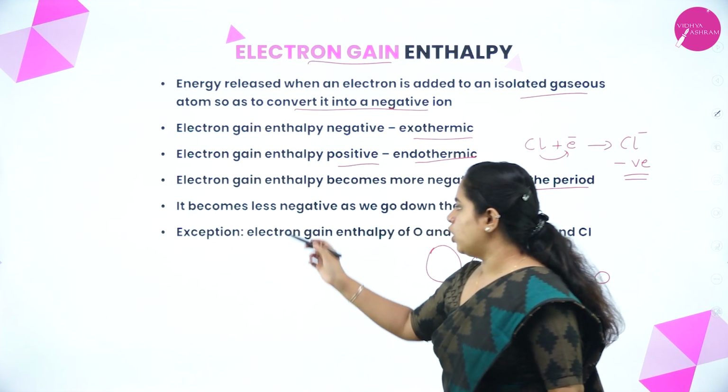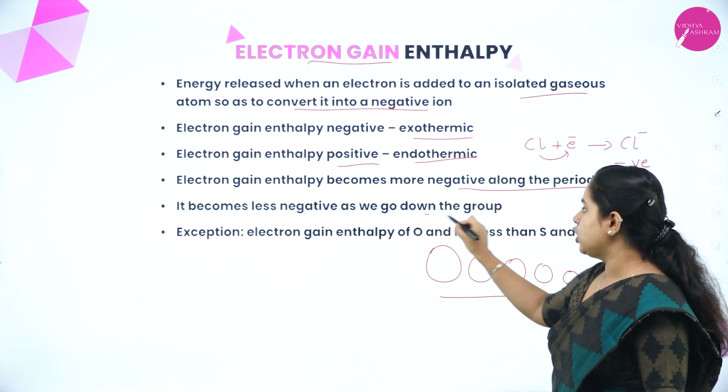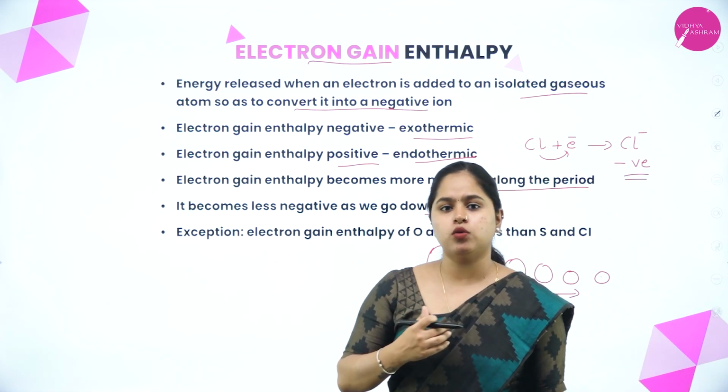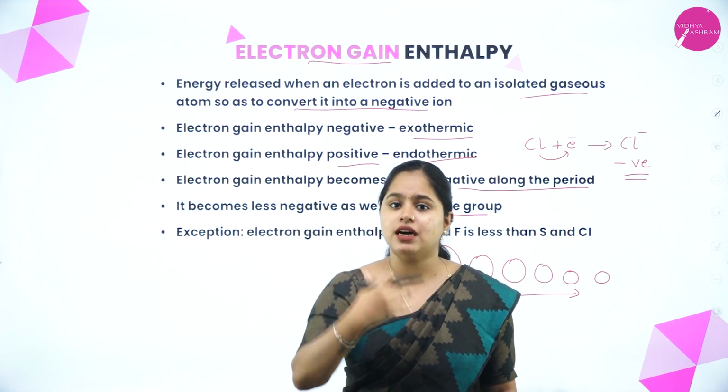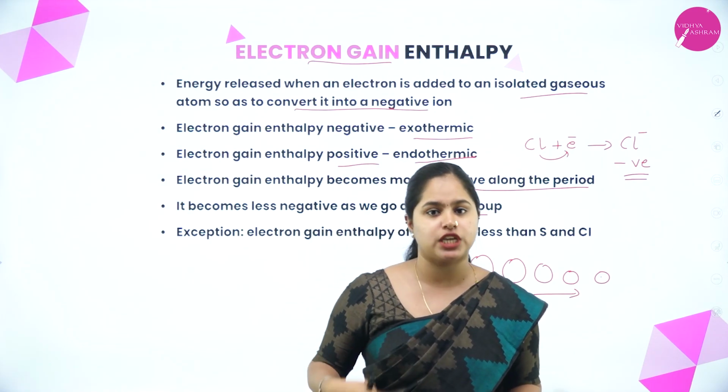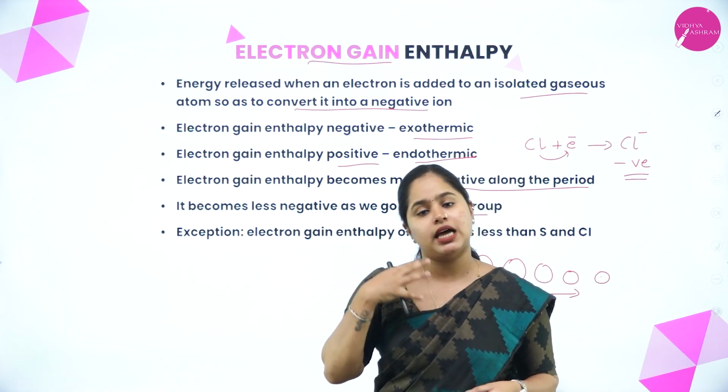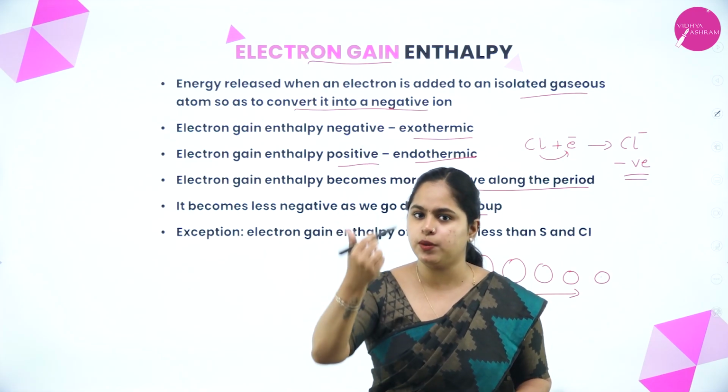Yes. Now moving on to the statement that it becomes less negative as we go down the group. As we go down the group, what is happening? We know that the size increases because the number of shells is increasing. So the atomic size increases as we move down the group.